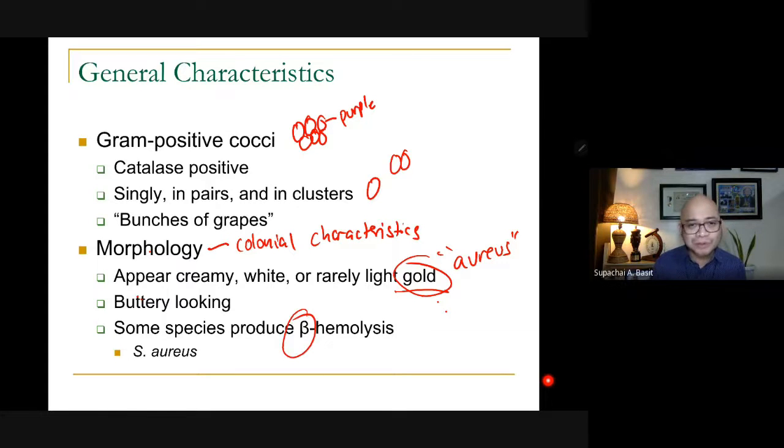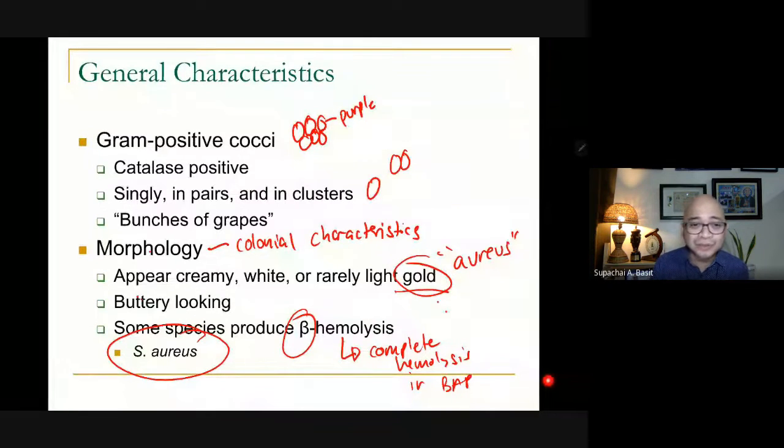Later on, we will be describing and discussing the different kinds of hemolysis. But when we say beta hemolysis, we are referring to complete hemolysis in blood agar plate. Staphylococcus aureus is capable of complete hemolysis in blood agar plate. Later on, I will also be introducing to you the three types of hemolysis.